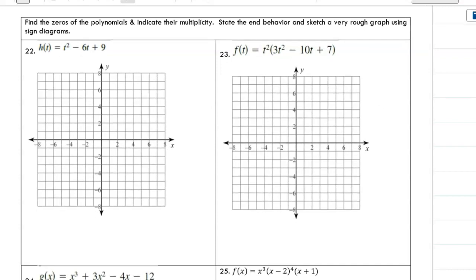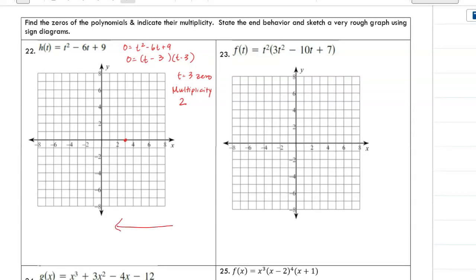Okay, it says find the zeros of the polynomial, indicate their multiplicity, state the end behavior, and sketch a very rough graph using sign diagrams. So I'm going to find the zeros by setting the y equal to 0. Okay, so t equals 3 is the zero. T equals 3. Right there. Okay. And then the multiplicity of t equals 0 is 2. Okay. T equals 0 is 2.